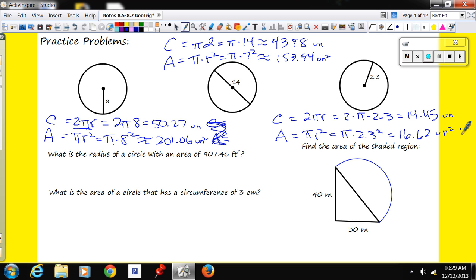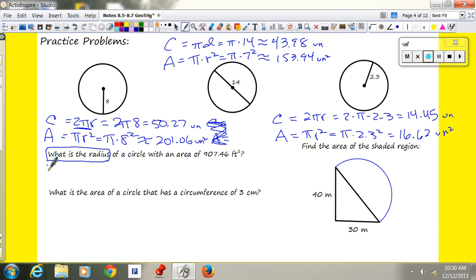Okay, let's apply some of the formulas now. It says, what is the radius of a circle with an area of 907.46? Well, it says right here, what is the radius that we're looking for? And they gave us an area. So what formula do I have to use? I got to use my area formula, pi times r squared. Well, what are they asking me to solve for this time? The r, not the area. They gave me the area. So I'm going to take out the a, and I'm going to put in the 907.46.